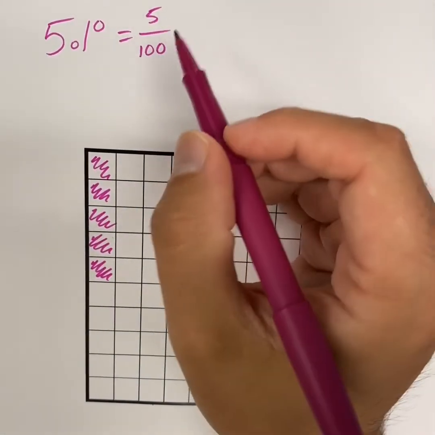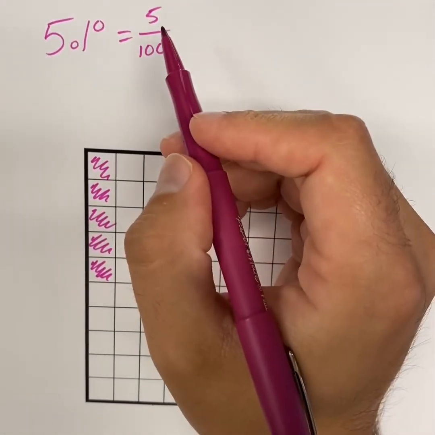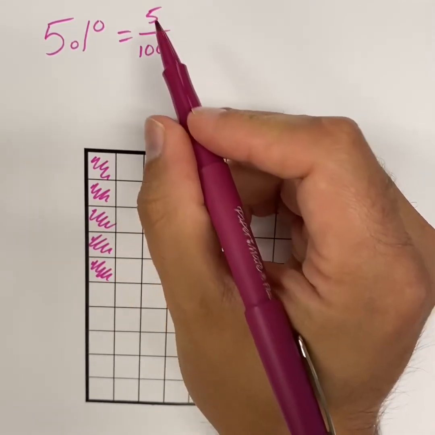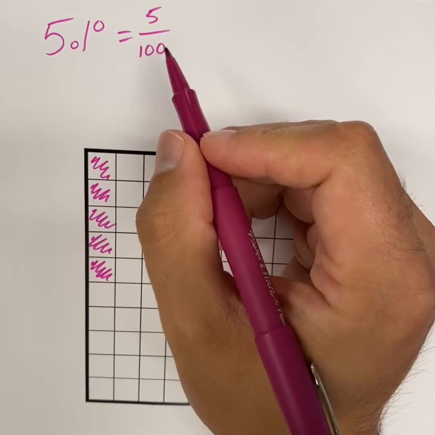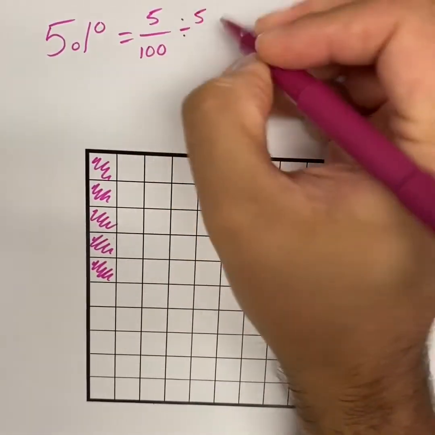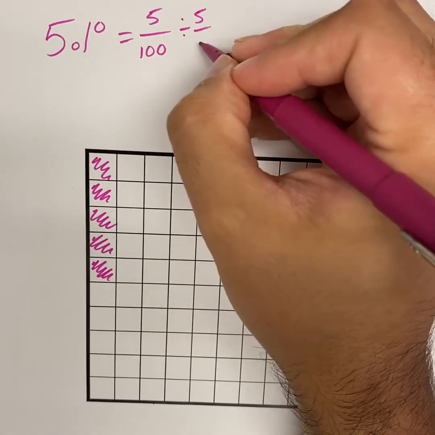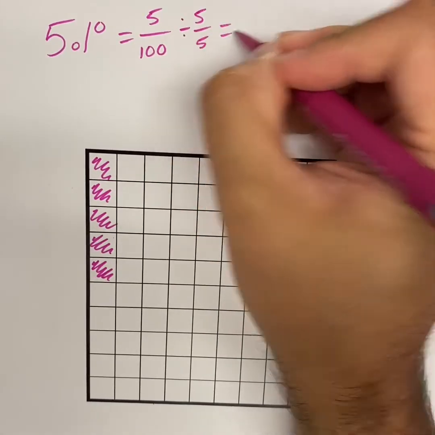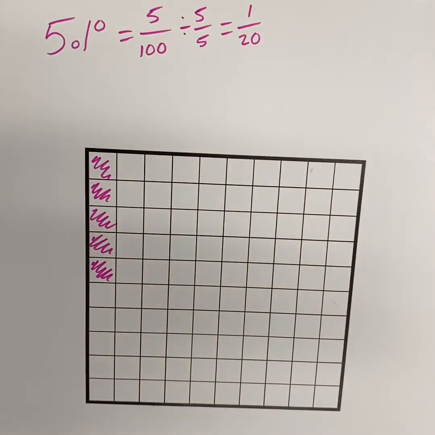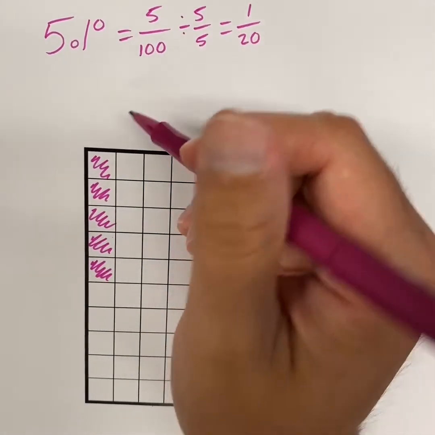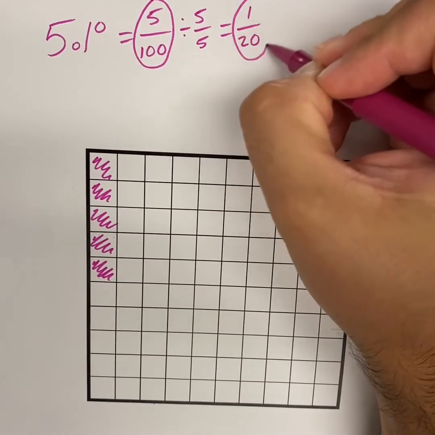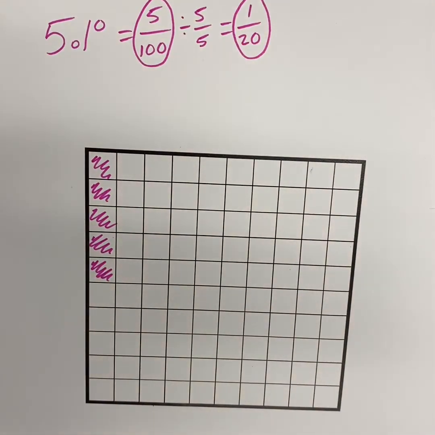Now, last time, there was no way to simplify this. This time, both the top and the bottom of this fraction are divisible by 5. If I divide the top and the bottom here by 5 to make an equivalent fraction, we would get 1 out of 20. All right, let's go ahead and see if these two fractions, both 5 out of 100 and 1 out of 20, are equivalent to one another.